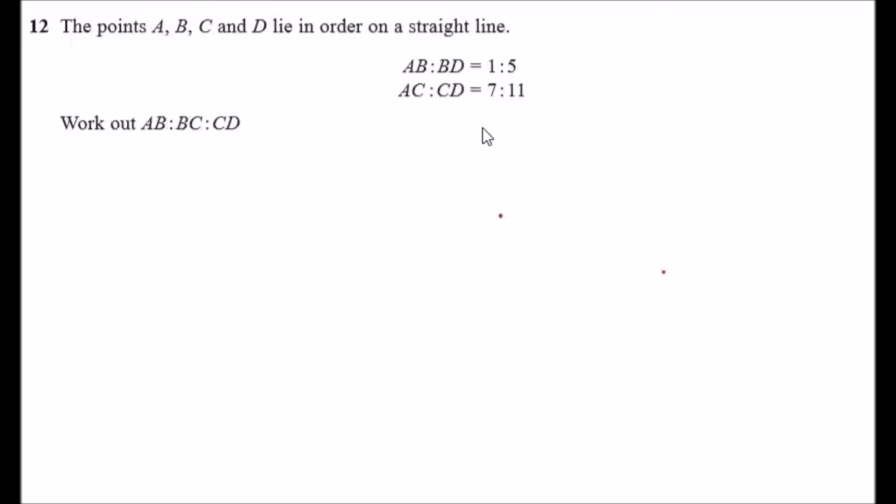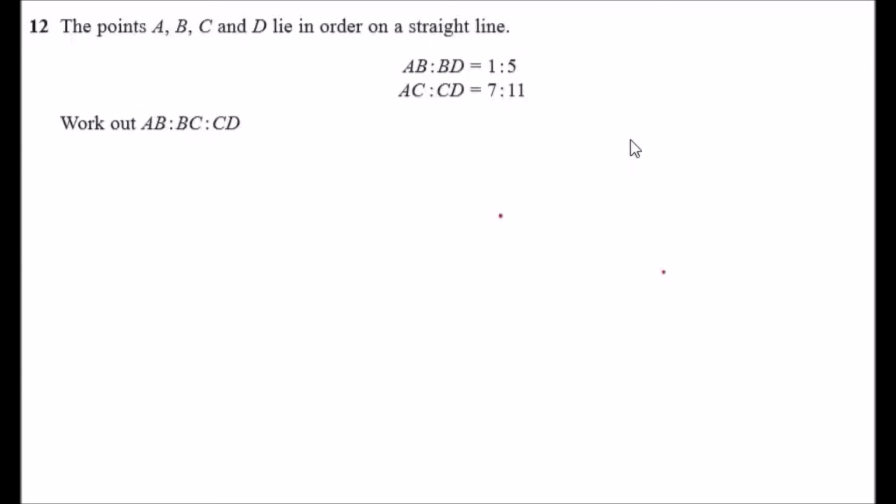So according to this one, the line AB to BD is 1 to 5. The line AC to CD is 7 to 11. So this is the number of parts it corresponds to. Now notice how it starts from A and ends in D. So these two are pretty much equal in some form. Now work out the three-way ratio, the line AB to BC to CD.